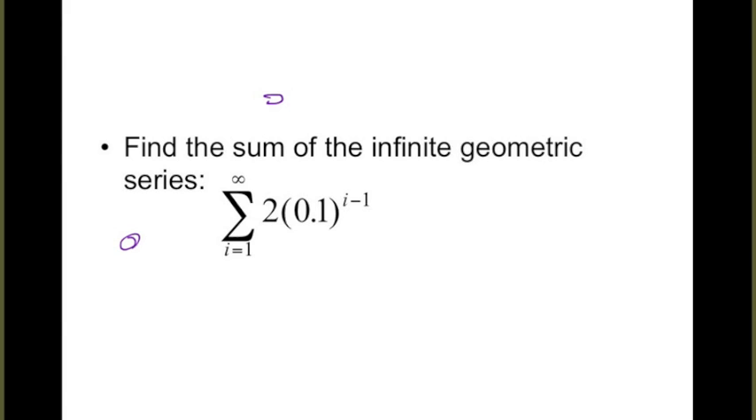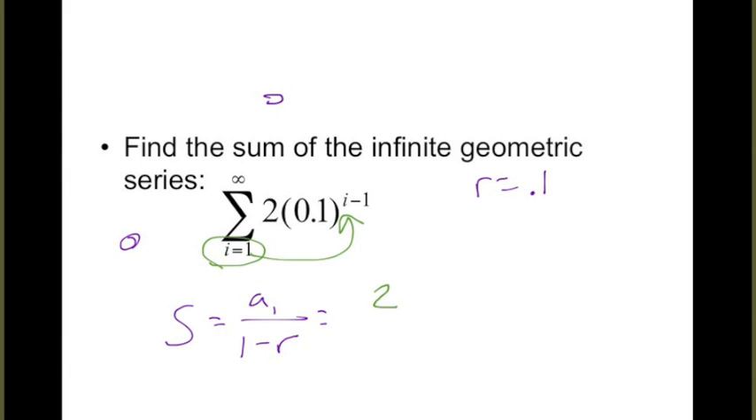All right, so what is our ratio on this one? 0.1 is our ratio. Whatever has the power is going to be our ratio. That meets our criteria of being smaller than 1. So our sum is a sub 1 over 1 minus r. A sub 1 we find by taking whatever's on the bottom and plugging it into the rule. When we do that up in the exponent, we get 1 minus 1, which is 0. 0.1 to the 0 is 1, times the 2 out front, and we get 2. Then over 1 minus 0.1, we get 2 over 0.9, which is 20 over 9.